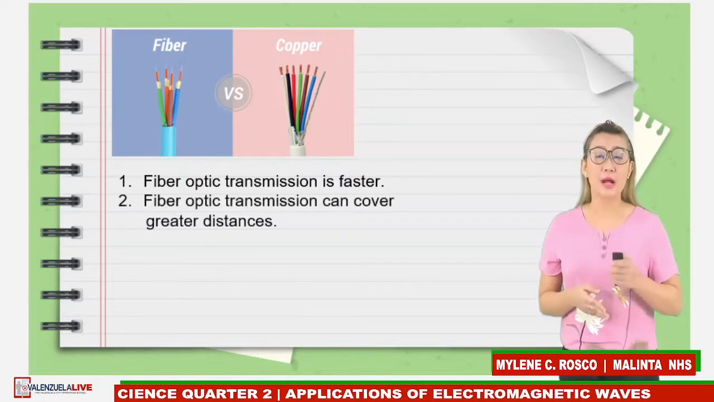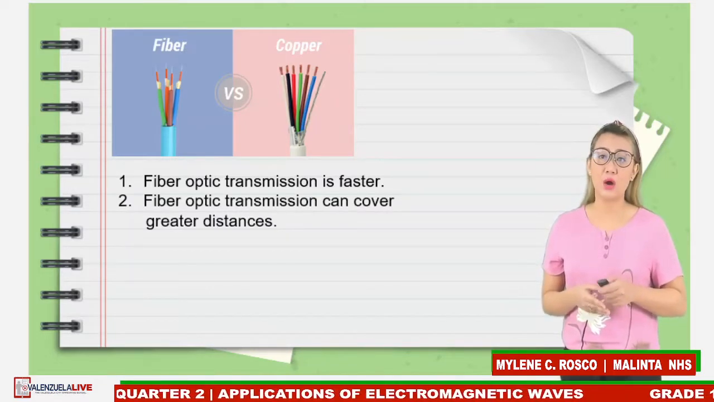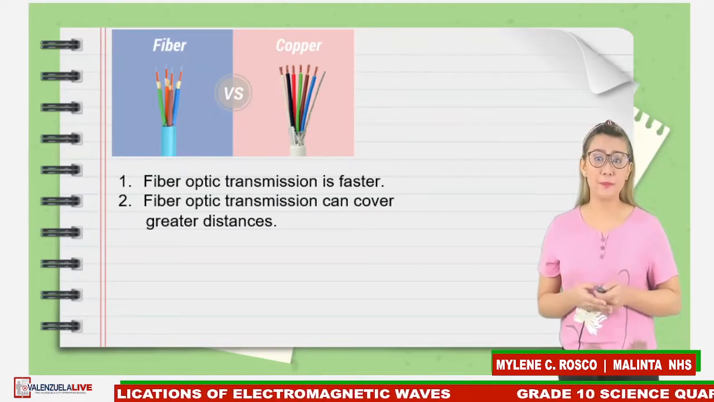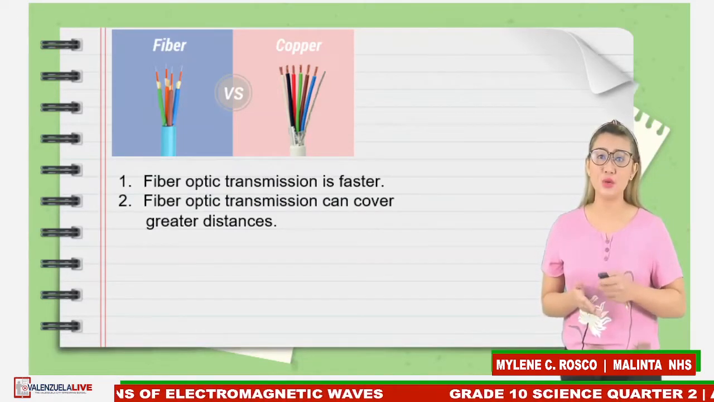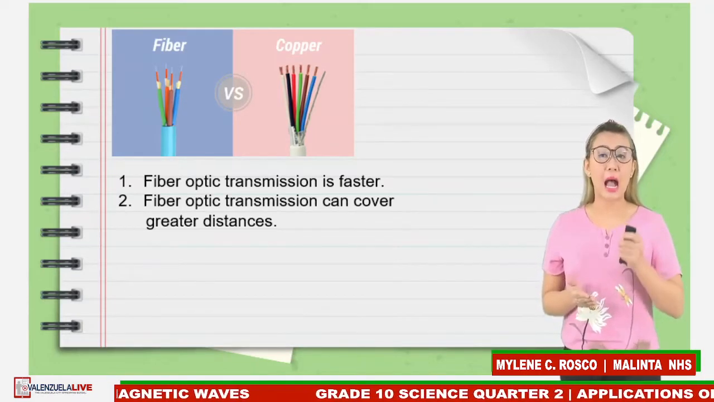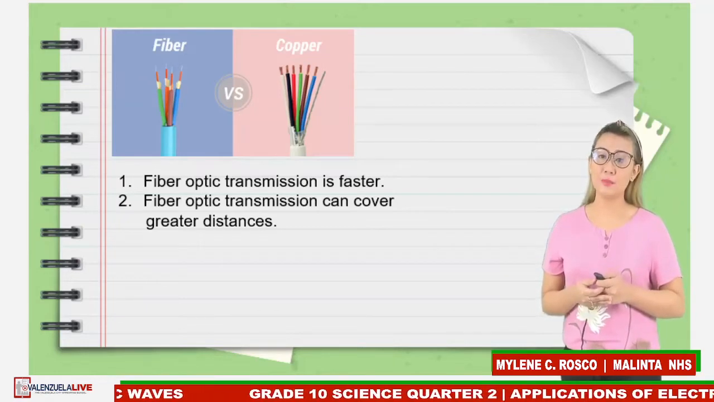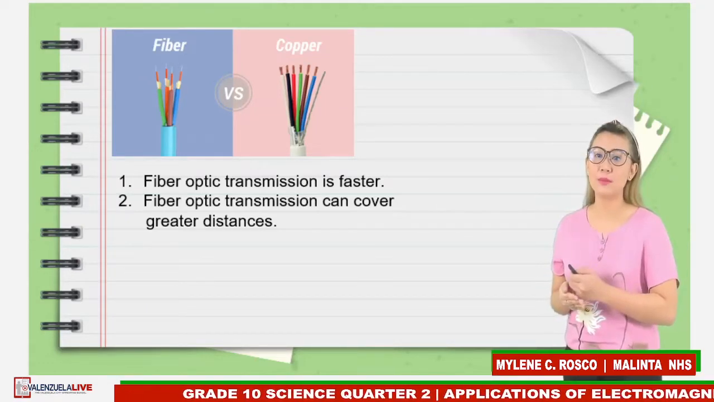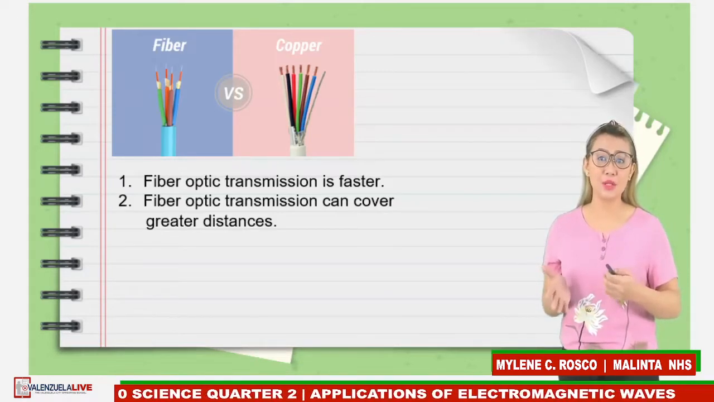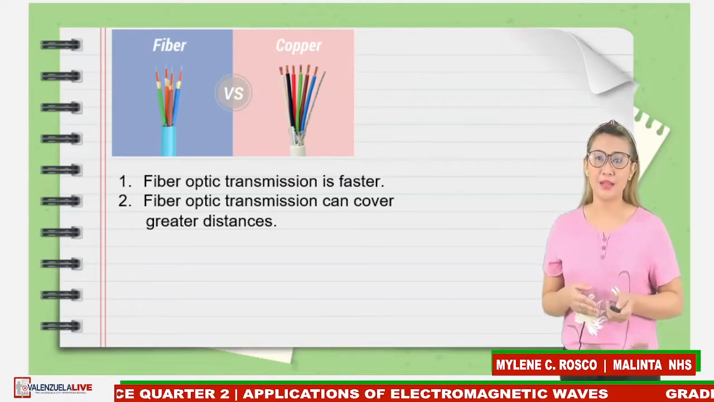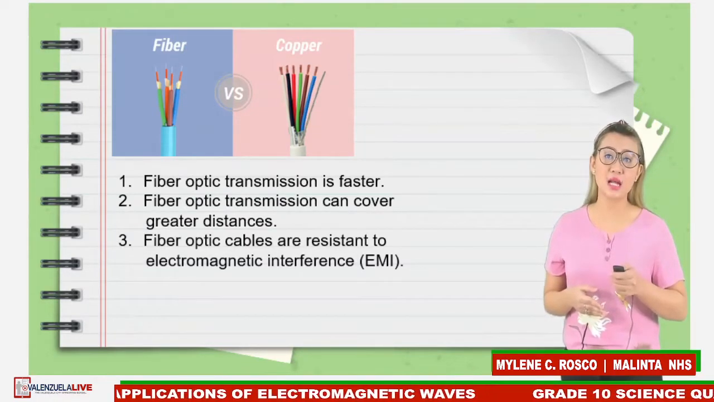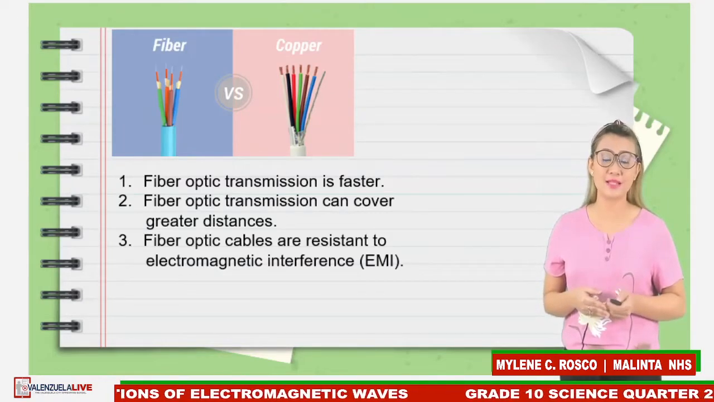Next, fiber optic transmission can cover greater distances. While both copper and fiber-based signaling suffer from attenuation, or weakening of the waveform signal over distance, fiber optic cables can transmit data over much longer distances, and in fact, there is a huge difference between the two. And third, fiber optic cables are resistant to electromagnetic interference.